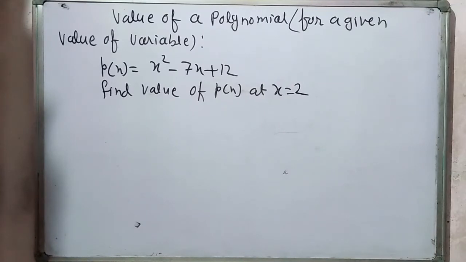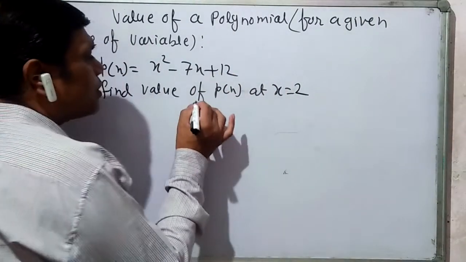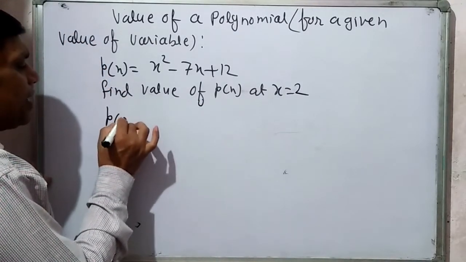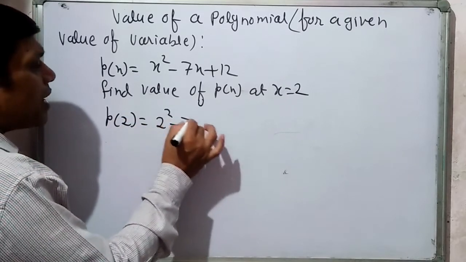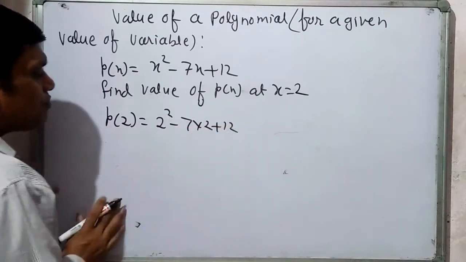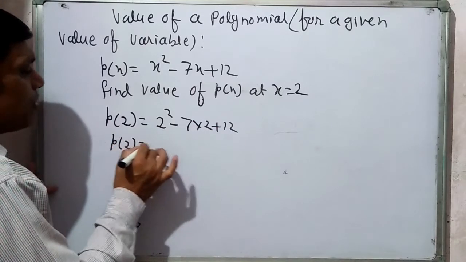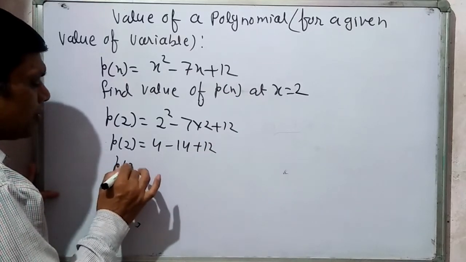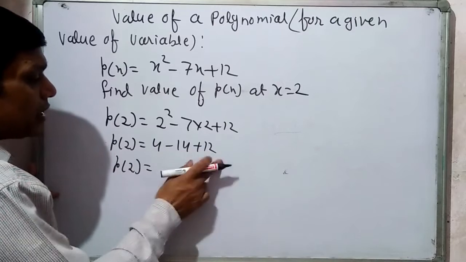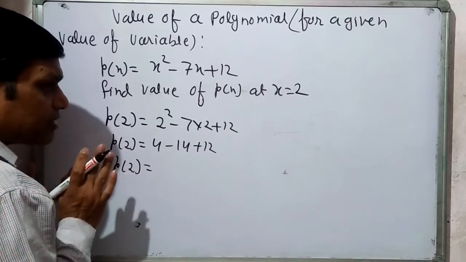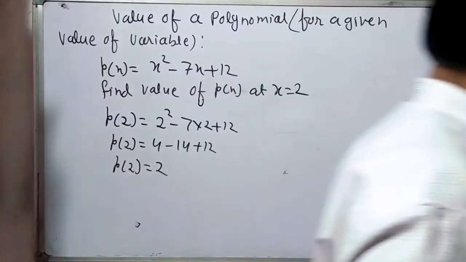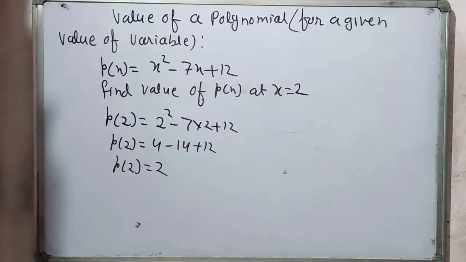Suppose we need to find the value of this polynomial at x equals 2, what we'll do? We'll again put x as 2. We'll find p(2). It will be 2 square minus 7 into 2 plus 12. What this will be? p(2) will be 4 minus 14 plus 12. How much? 16 minus 14. How much it is? 2. So p(2), polynomial's value at x equals 2 comes out to be 2 only. We may also find for 3 as well as 4.